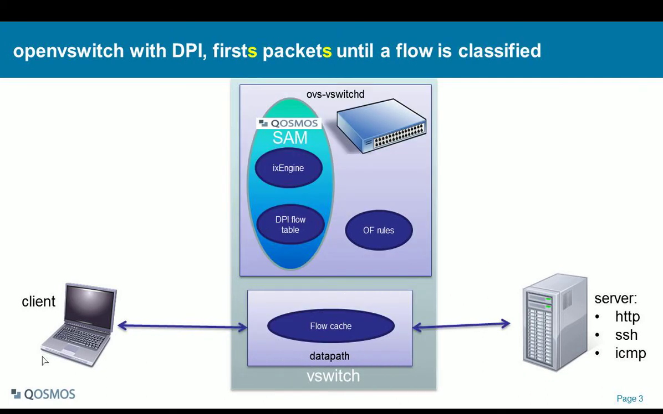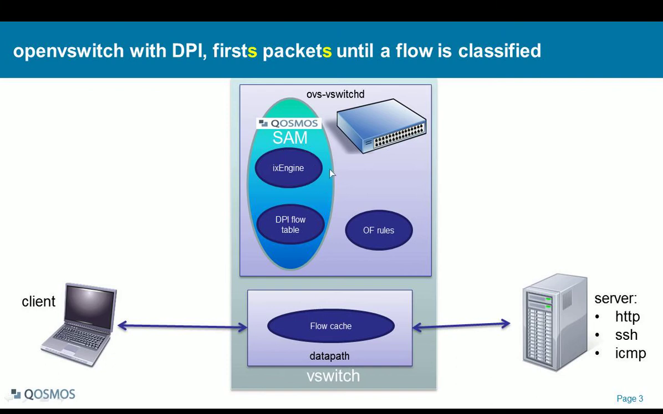Cosmos SAM, Service Aware Module, is the DPI engine plugin that has been added in the vswitchd daemon. So it sits just before the OpenFlow rules. So the idea in that case is to comply with the architecture of Open vSwitch and to minimize the number of packets that will go through the vswitchd and also through the IX engine, as packet classification can be quite expensive in terms of number of cycles.